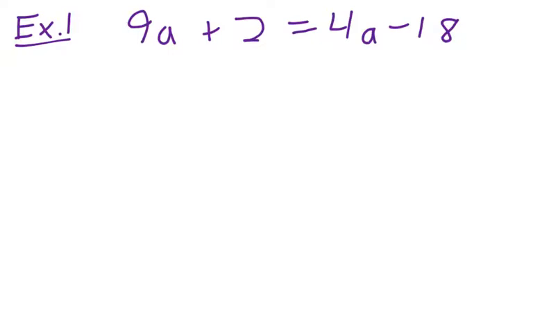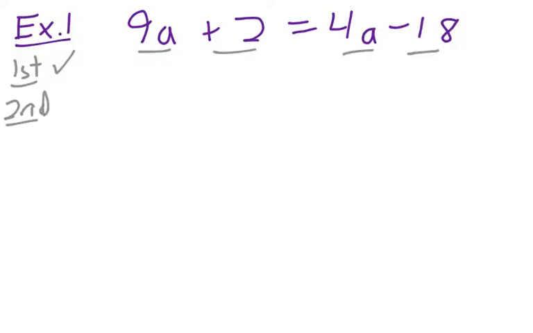Copy down example 1, 9a plus 2 equals 4a minus 18. Alright, we're going to look back at our steps. So step 1 is to make sure that both sides are simplified. That's already done. 9a and 2, those aren't like terms. And then the right side, 4a and minus 18, those are not like terms. So the first step's already done. So we're on the second step already.